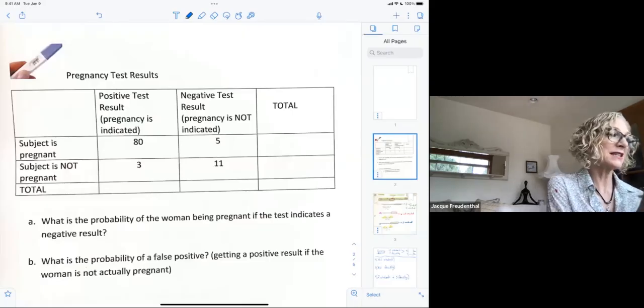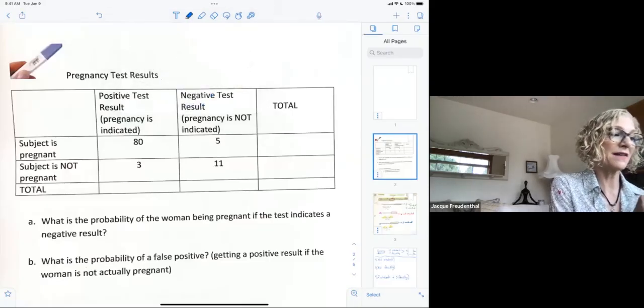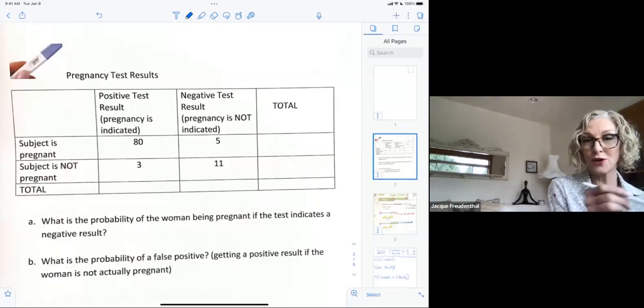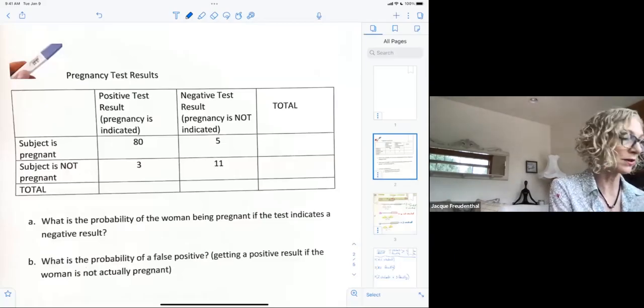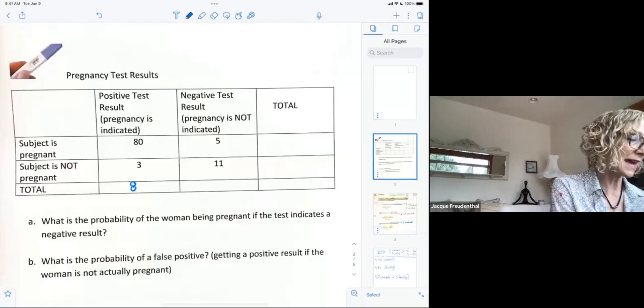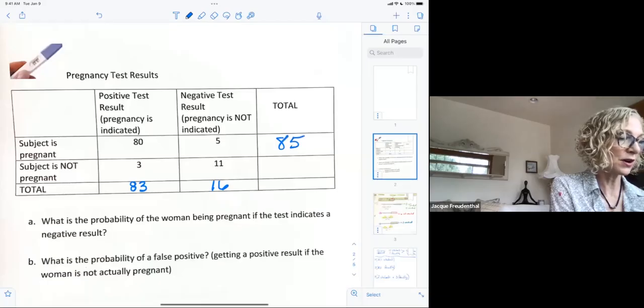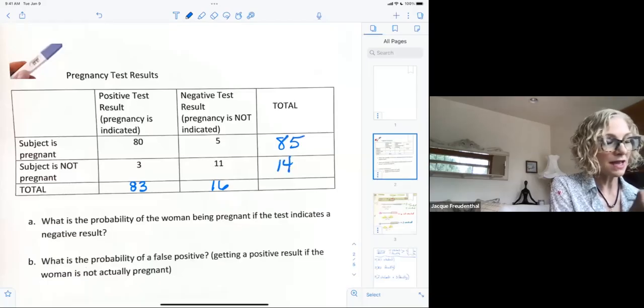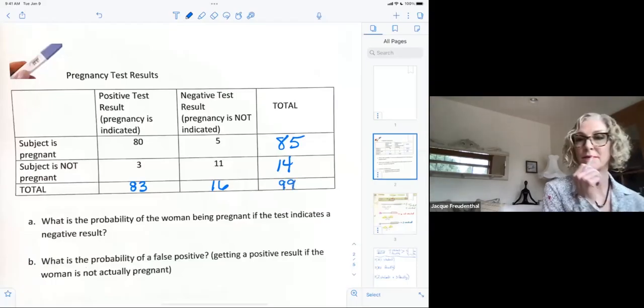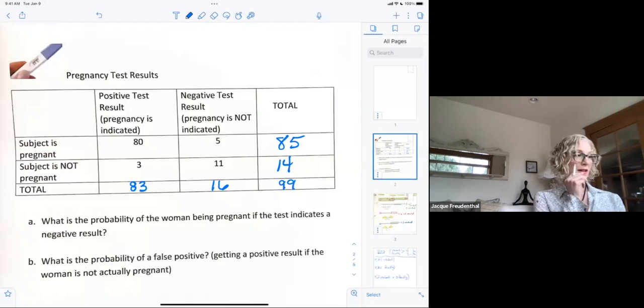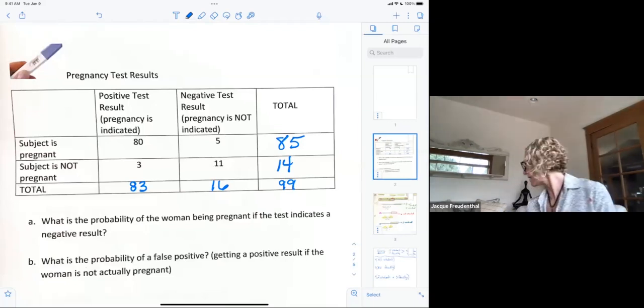But when you see a contingency table, usually we don't have the total row and the total column. We just see the information in the body of the table. So it's our job to interpret this. I'm going to go ahead and fill in these totals. Just add down each column and then add across each row. When you add down the column and the row, you should get the same number, 99, in that bottom corner.